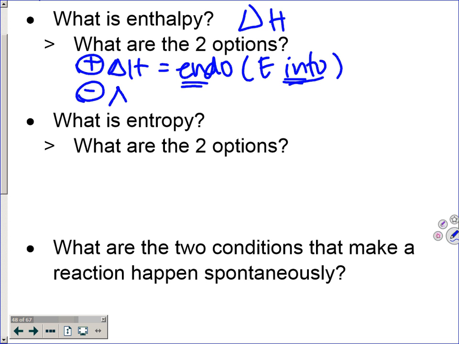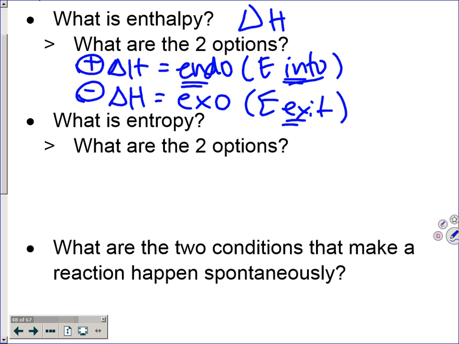And then delta H of a negative means what? Exothermic, which means the energy is being released. I'm going to actually call that exit, just so we can see the similarity in words. So we're going to say that energy is exiting the reaction. Exo, exit. That's pretty easy to remember.